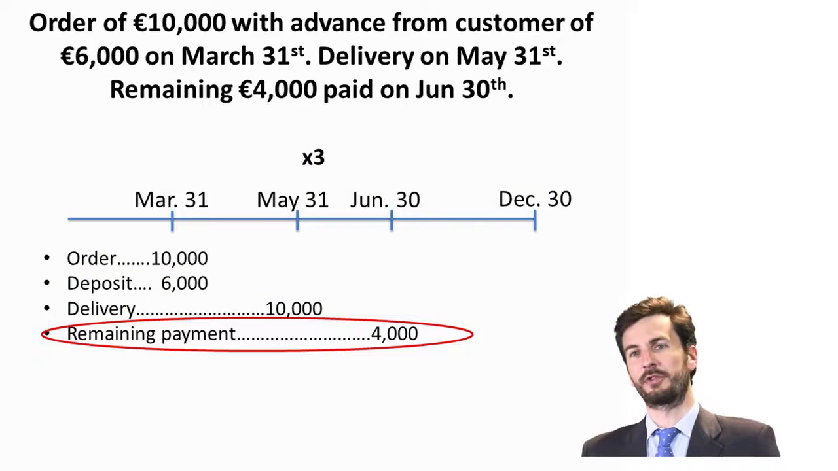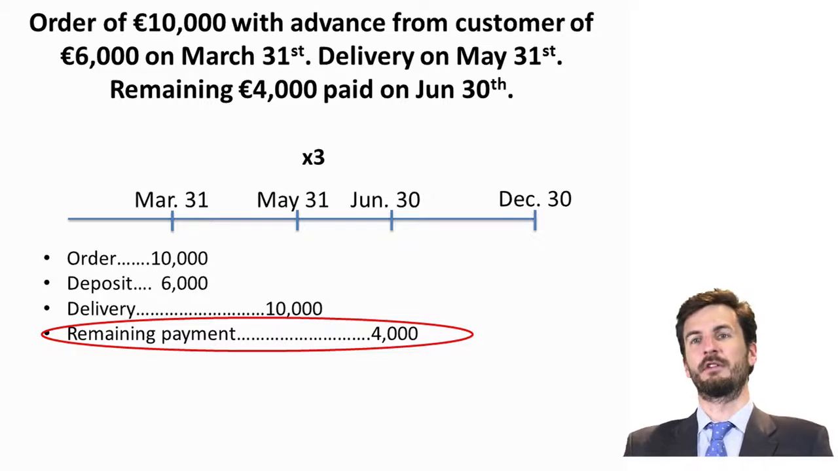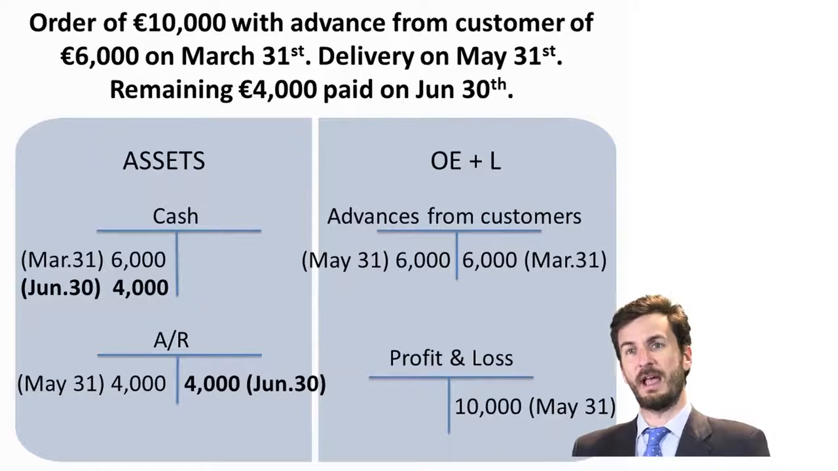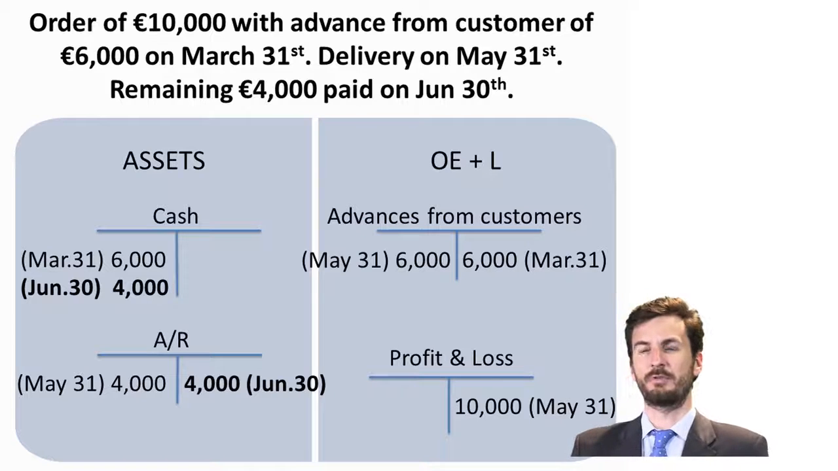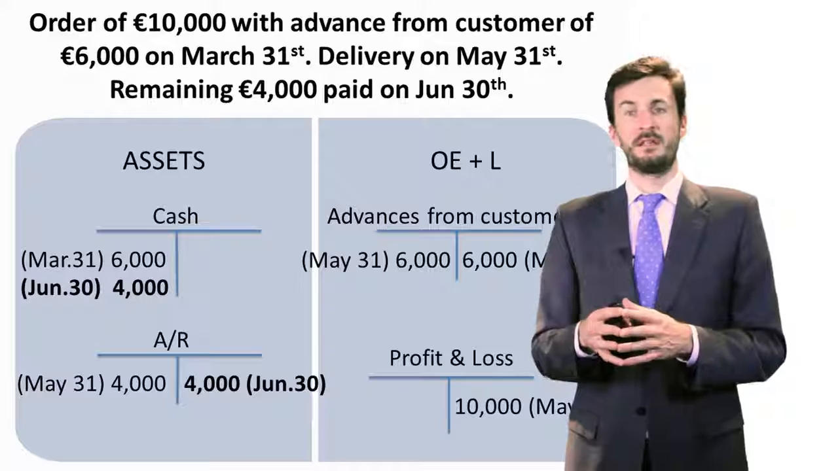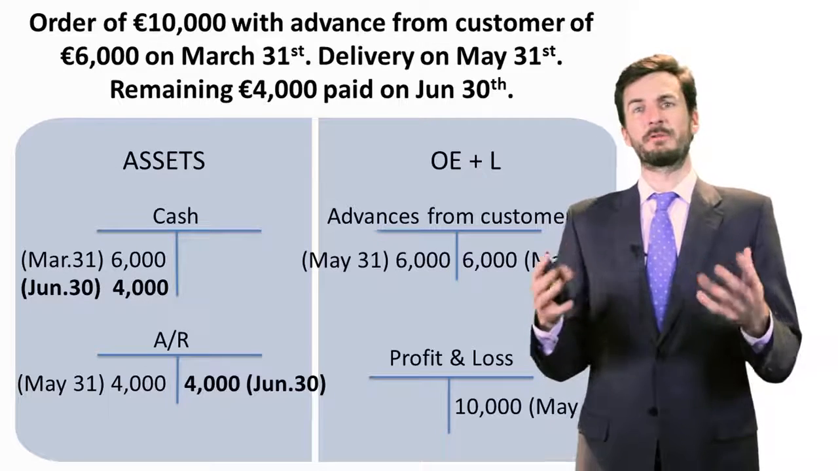Finally, we are going to recognize the remaining payments, the remaining collection of cash. So on June 30th, we recognize a debit in cash, we increase cash, we collect the cash, and credit in accounts receivable. Note that in this particular example, we recognize revenue even though there is no cash involved. Part of the cash was paid in advance, and the rest of the cash is going to be collected in the future. This is another example of accrual accounting at work.